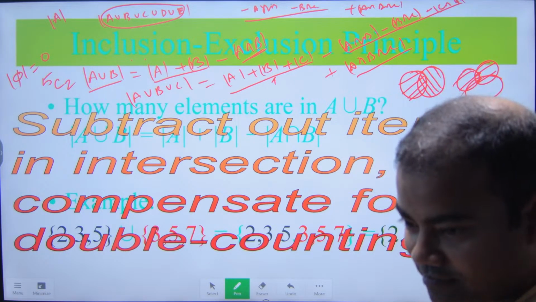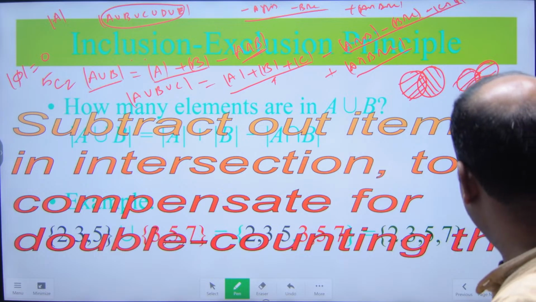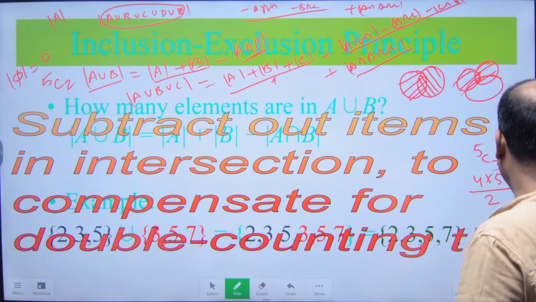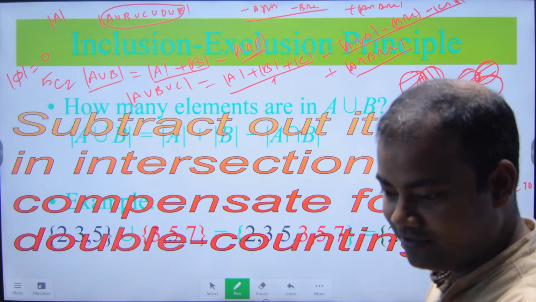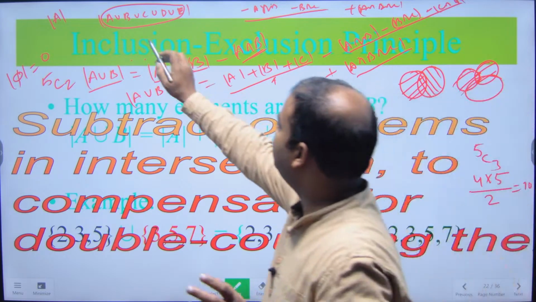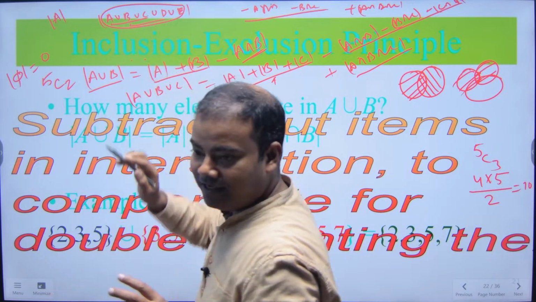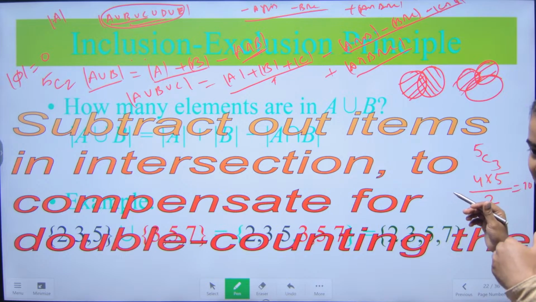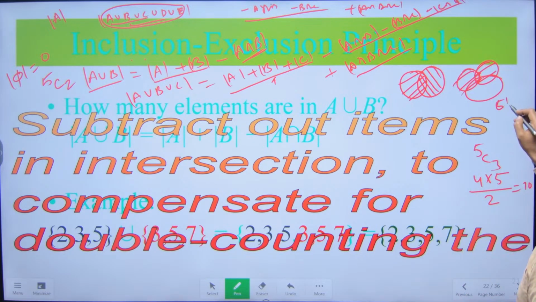Is it clear? No, it is coming 10. Yes, 4 into 5 divided by 2, so it is 10 only. No, not 15, it will also be 10. 5 choose 3 means from 5 elements we have to choose 3. For example, A, B, C, or B, C, D, like that we have to choose. From 5 elements we have to choose a subset of 3 elements. So factorial 5 divided by factorial 3 into factorial 2. So factorial 3 will be cut, leaving 4 into 5 divided by factorial 2. So this is 10 only.